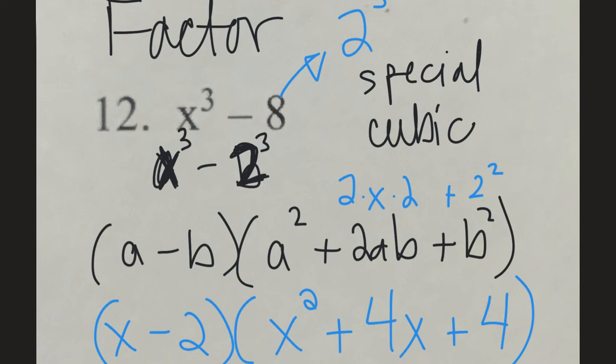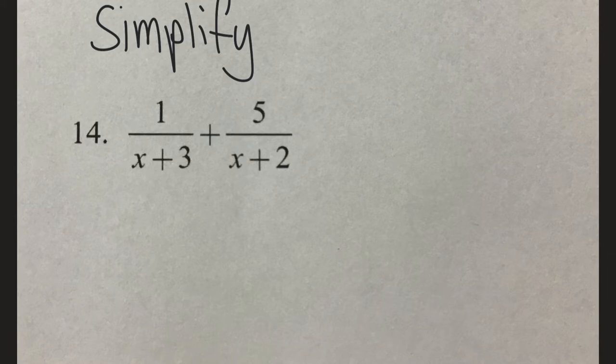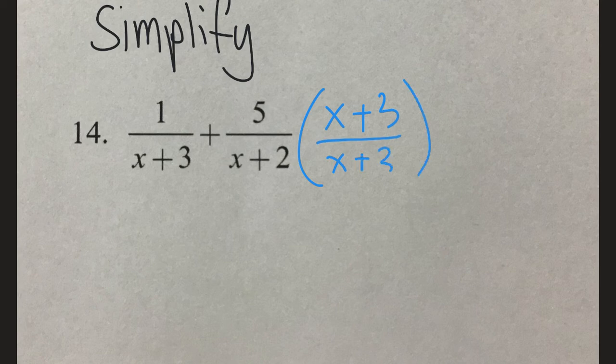Okay, on 14, once again you want to simplify. There's no equal signs, so there's no solving. We don't care about what the value of x is because we don't even know what it equals. We just want to simplify this expression. So we have a fraction plus a fraction, and in order to add fractions, we have to have the same denominator. So on the right side, we'll multiply by x plus 3 over x plus 3, and this one multiplies by x plus 2 over x plus 2.